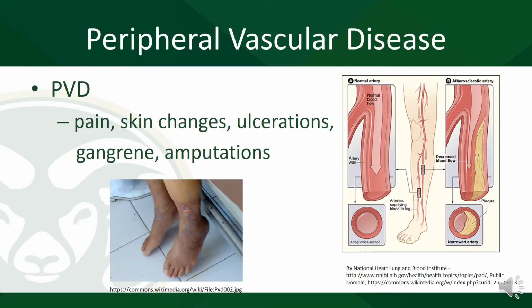The picture on the bottom left shows a person with PVD. You can see in the diagram on the right that plaque builds up in the artery supplying blood to the leg. This causes decreased blood flow, which leads to various symptoms and complications. For example, a person with PVD may experience pain, numbness, or burning in their legs and feet. It can cause skin changes, as you can see in the photograph. PVD can also lead to ulcerations that will not heal, gangrene, and amputations.